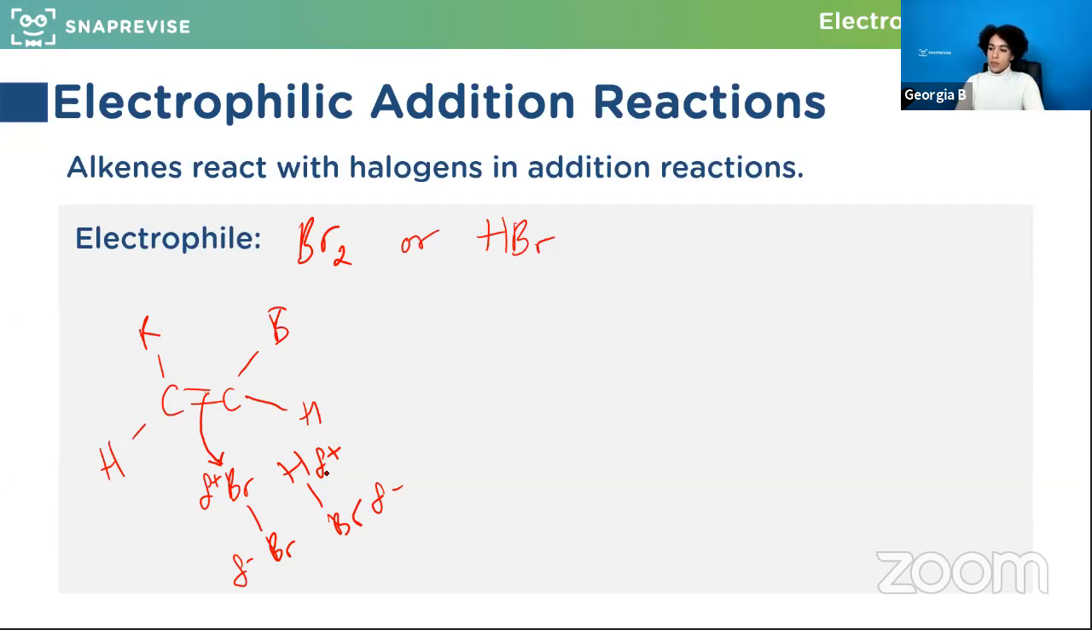And then when's my next? Yeah, Fazzy has already gotten there. I was going to say what is broken next, or what's the next curly arrow? The next curly arrow has to represent the breaking of the Br-Br bond. So we're going to end up going from the Br-Br bond to the delta negative bromine.